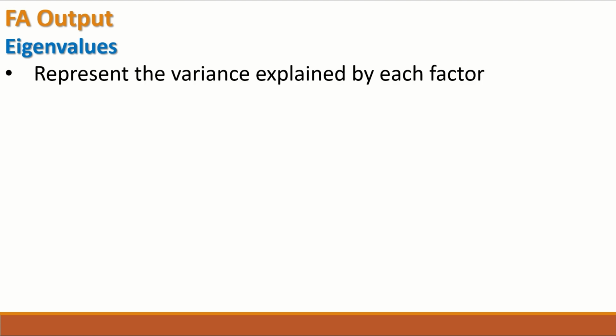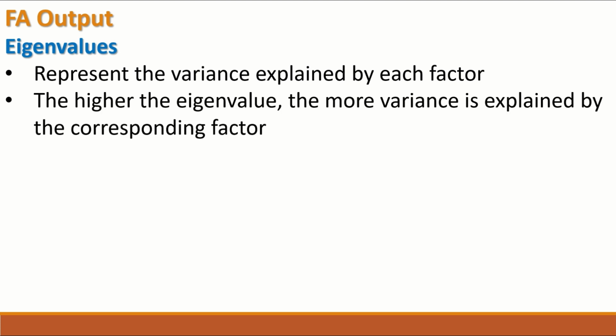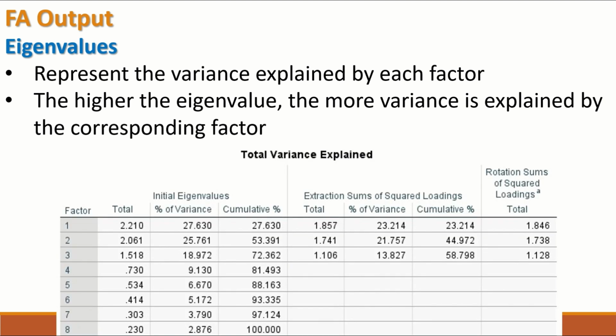Another value that is essential when performing the FA analysis is the eigenvalues. These values represent the variance explained by each factor. The higher the eigenvalue, the more variance is explained by the corresponding factor. So here is a table extracted from an FA analysis for items in a questionnaire, and as shown here, there are 8 items and only 3 factors, factor 1, 2, and 3.